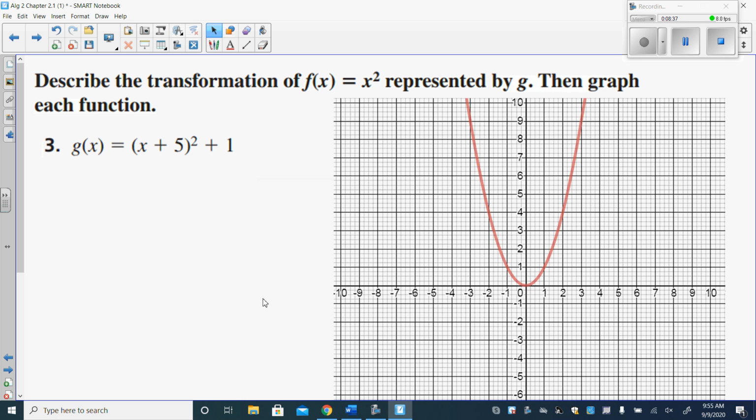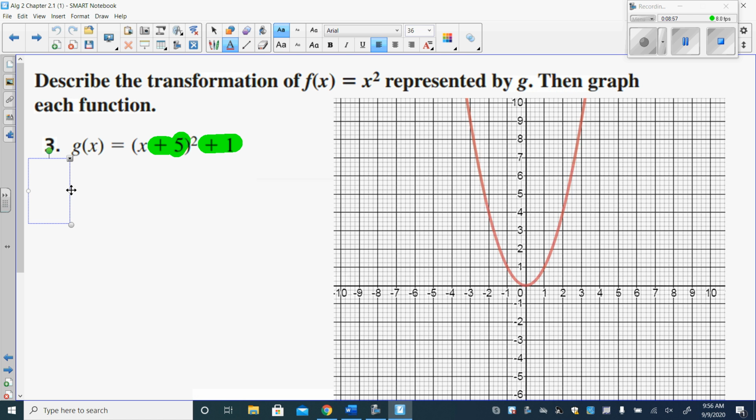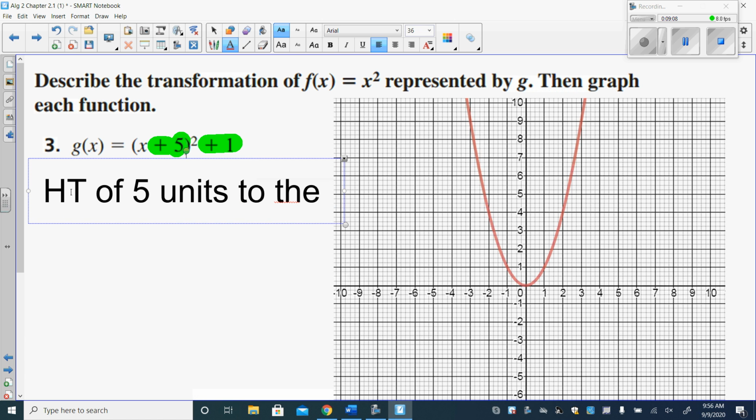Now we're going to look at one more of these here, of these kind of left, right, up, down. Then we'll look at some more of the vertical stretch and shrink and reflections after this. Now, when we look at this here, we see two things. We have the plus 5 inside the parentheses, and we have the plus 1 outside. Now, the plus 5 on the inside, anything added or subtracted inside the parentheses is going to be a horizontal translation. And for this here, we're going to have a horizontal translation of 5 units to the left.